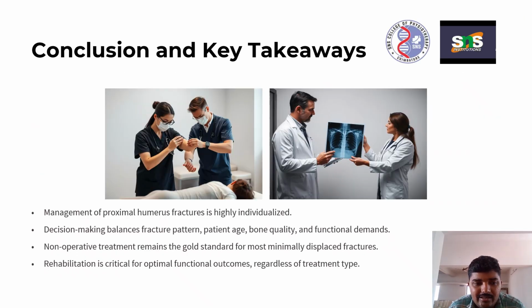Conclusion and key takeaways: management of the proximal humerus fracture is highly individualized. The decision making balances fracture pattern, patient age, bone quality, and functional demand. This is a very important point. Non-operative treatment remains the gold standard for most minimally displaced fractures. Rehabilitation is crucial for optimal functional outcome regardless of the treatment type.